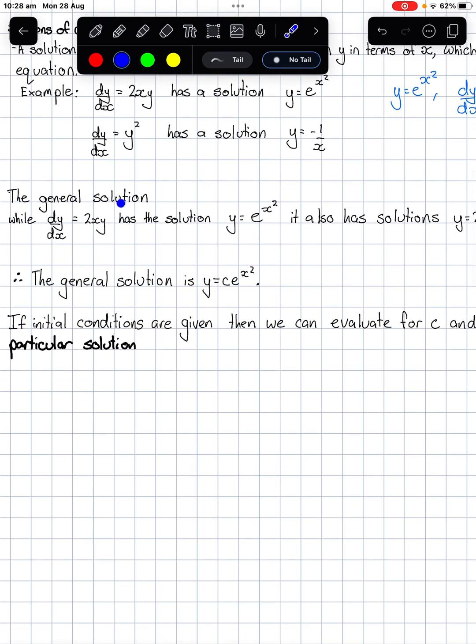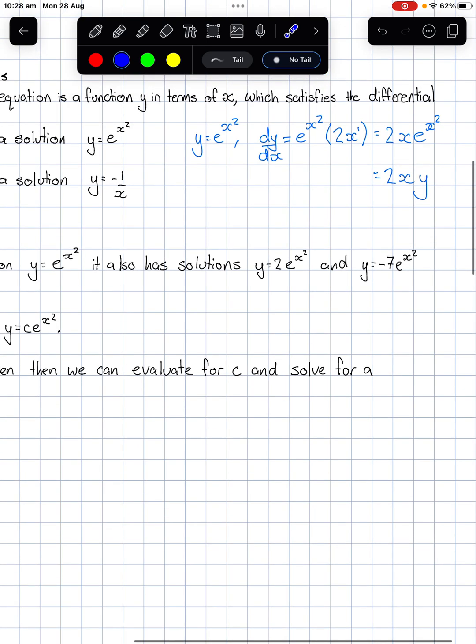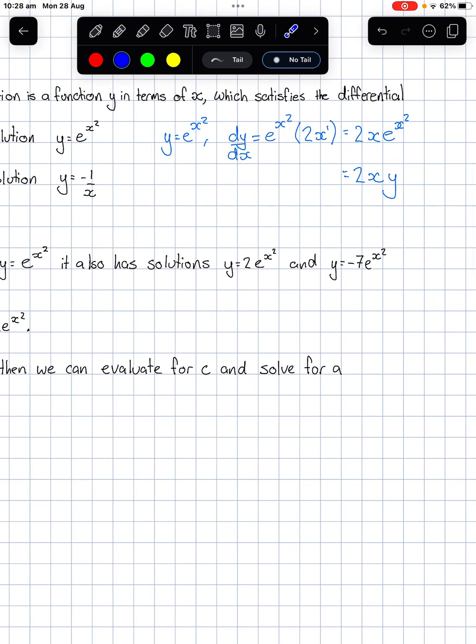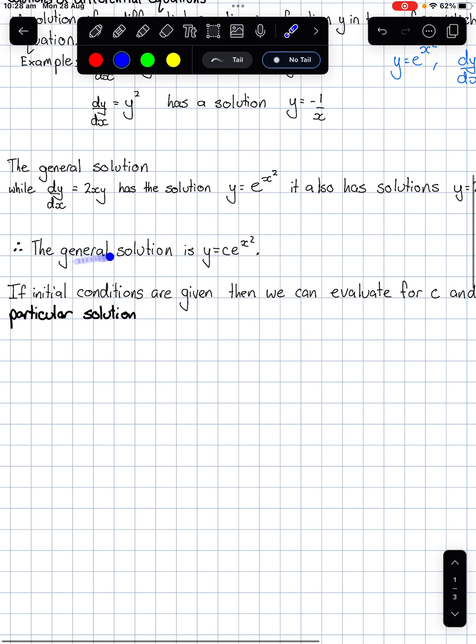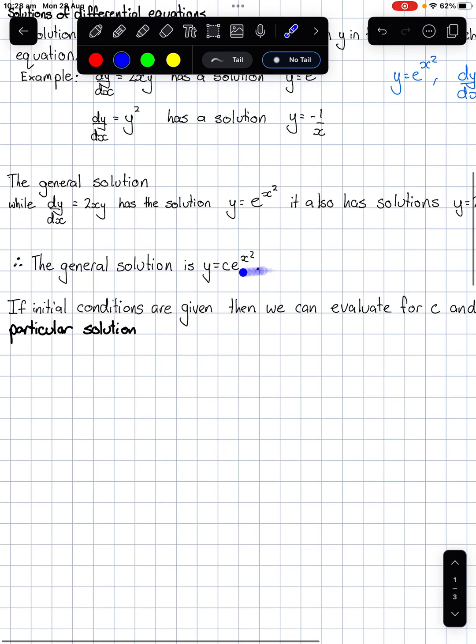Now let's go down to the general solution. While we had dy/dx equals 2xy with the solution y equals e to the x squared, it could also have the solution y equals 2e to the x squared, because if I do this chain rule again, I'm just going to have that value out the front, and it's still going to be able to sub in y. So considering these two solutions, 2e to the x squared and negative 7e to the x squared, we can write a general solution, which is y equals some constant C times e to the x squared.